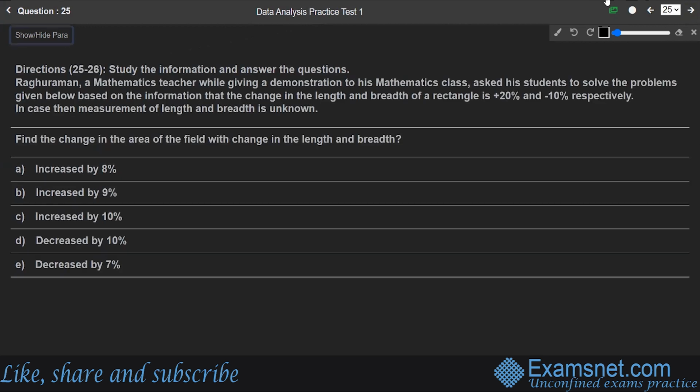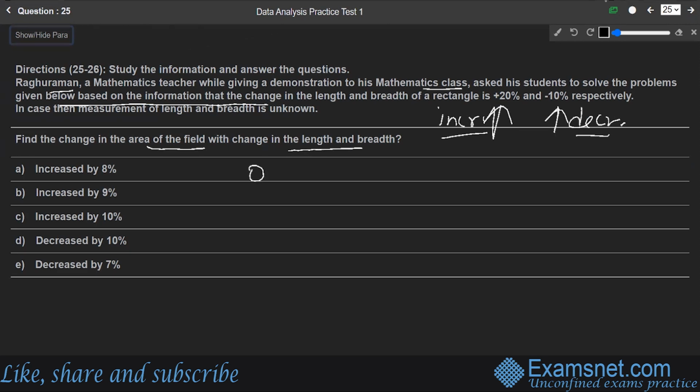Now the question is, Raghu Raman, a mathematics teacher, while giving a demonstration to his mathematics class, asked the student to solve the problems given below based on the information that change in the length and breadth of a rectangle is plus 20% and minus 10% respectively. That means the length has been increased by 20%. That's why the plus sign is there. And the breadth has been decreased by 10%. That's why the minus sign is there. Then they are asking, find the change in the area of the field with the change in the length and breadth.